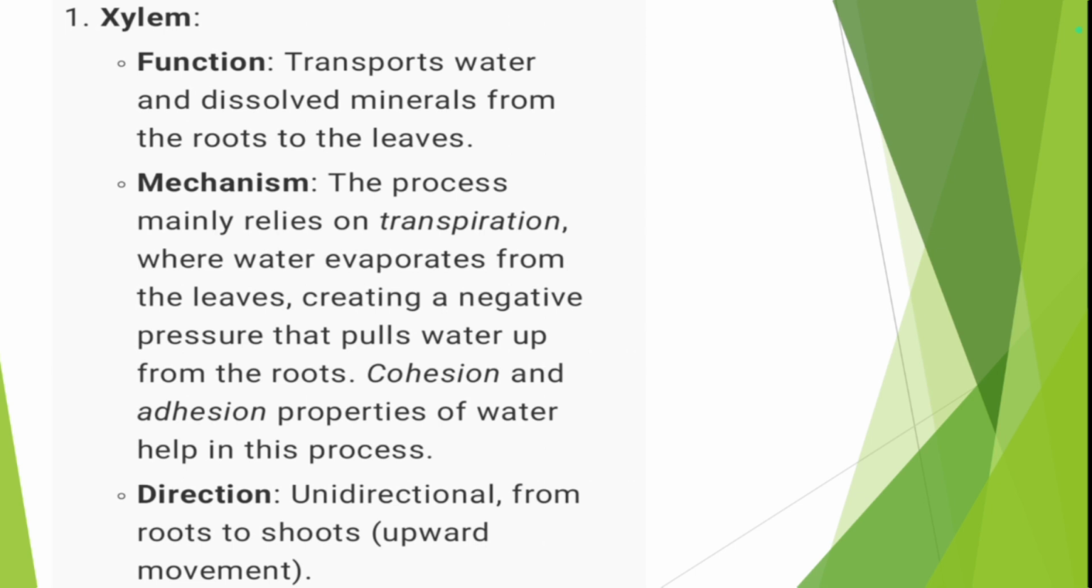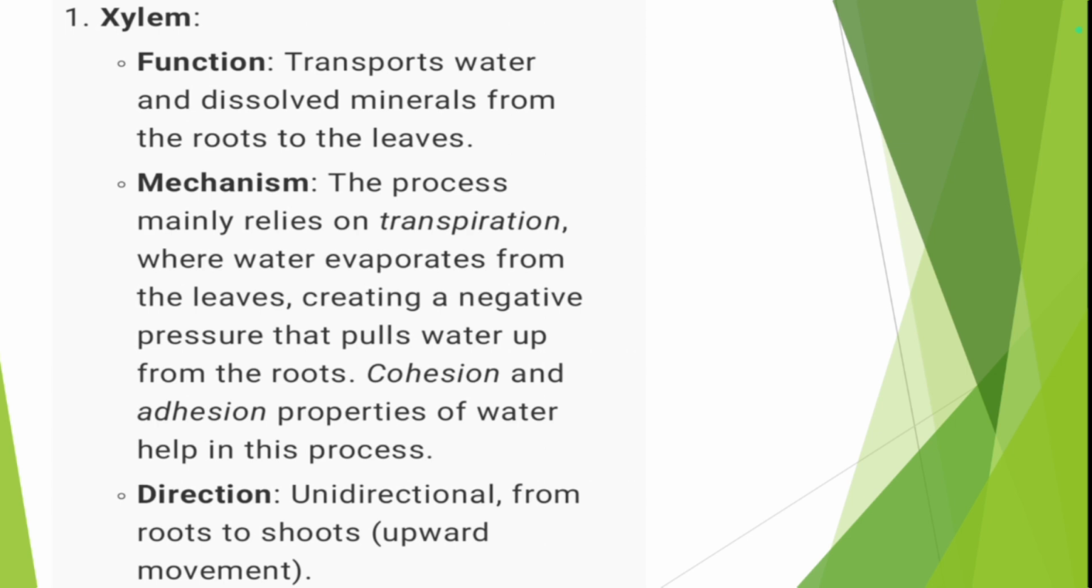So the first one is the xylem. The xylem, we'll be reading about its function first. It transports water and dissolved minerals from the roots to the leaves. That means it performs the first task, which is to transport all the raw materials which are required to perform the process of photosynthesis and to produce glucose.